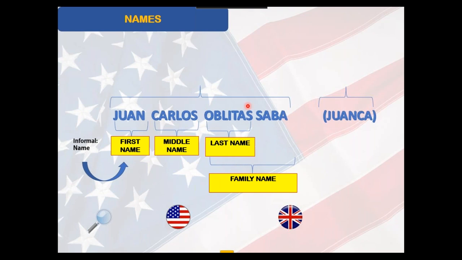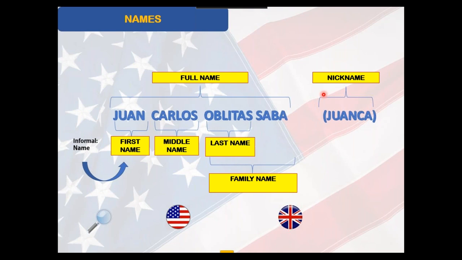Yes, correct. And full, okay, full is Juan Carlos Oblitas Saba. That is your full name. Okay, pronunciation please, full name. Perfect. And between parentheses, you can see here Juanca, no? Juanca is the nickname. Why is the nickname? Because Juanca is the short name from Juan Carlos, no? Juan Carlos is complete and it's short, okay? Juanca. Juanca, do you think that is formal or informal? Yes, it's correct. It's informal, no? In informal way, because it's a nickname.